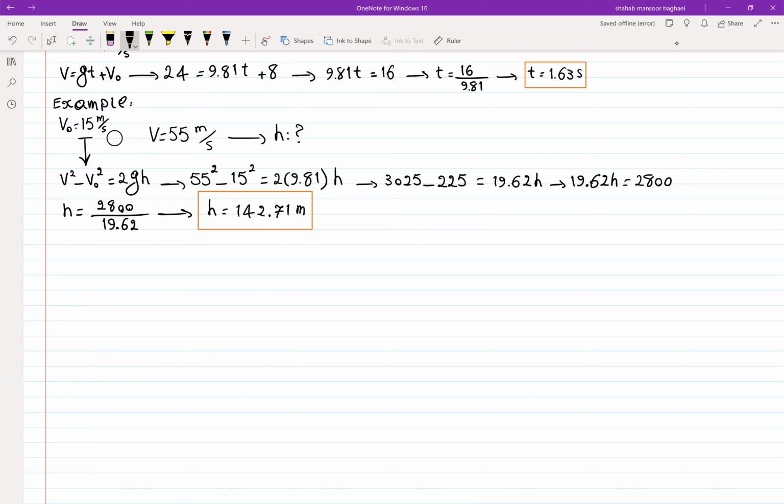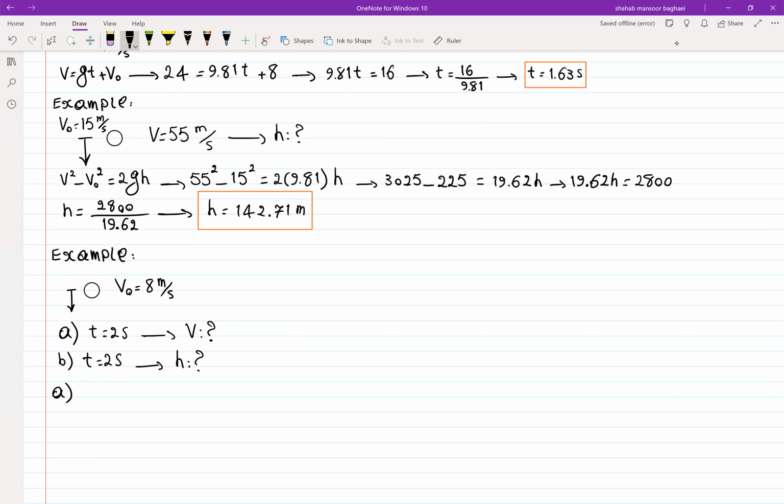Next example. There's a falling object here. It has initial velocity. V0 is 8 meters per second. Part A. At t equal to 2 seconds, what is the velocity of the falling object? What is v? Part B, at this moment, 2 seconds, what is the height traveled by the falling object? What is h?